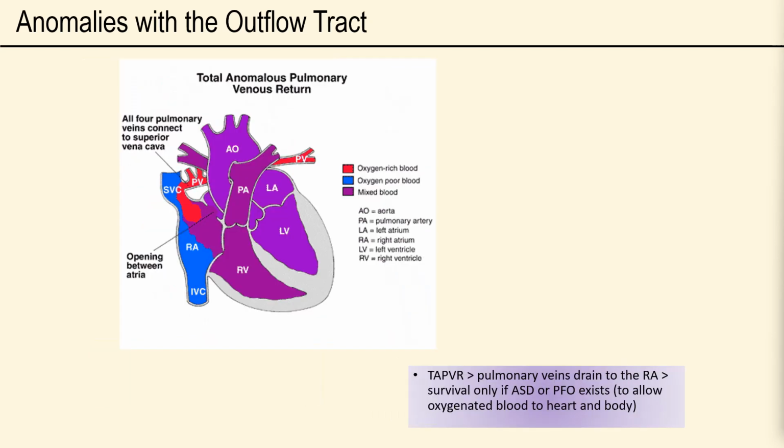In this final example, we can see total anomalous pulmonary venous return. Here we can see the oxygenated pulmonary veins empty into the superior vena cava and make their way back through the pulmonary circuit. If the foramen ovale or an ASD and the ductus arteriosus remains patent, this is potentially survivable, as it allows mixing of blood to enter the systemic circulation.